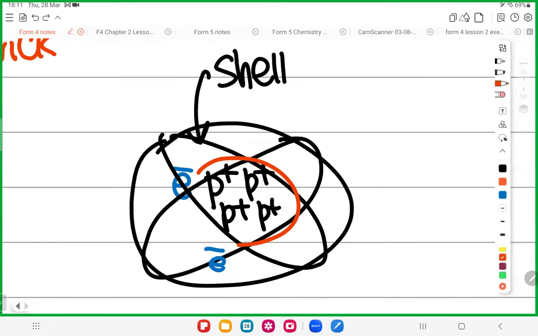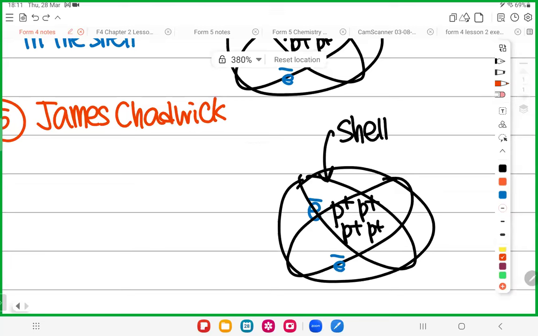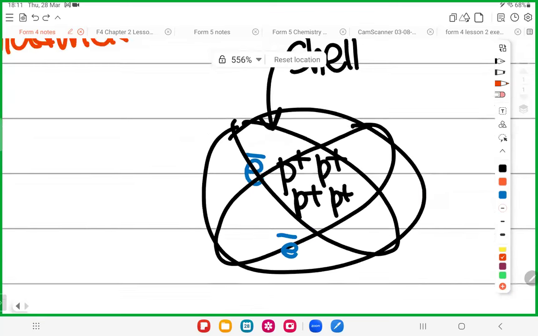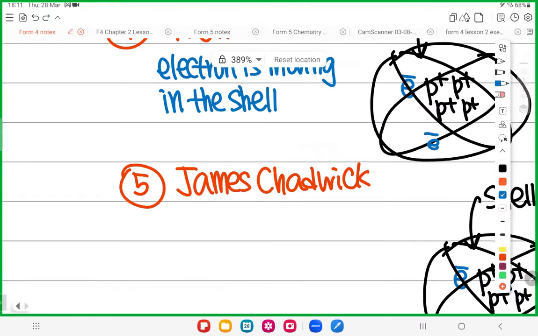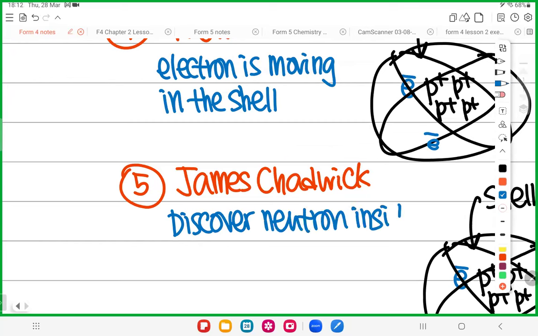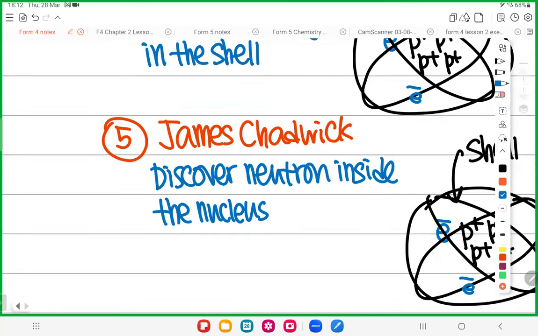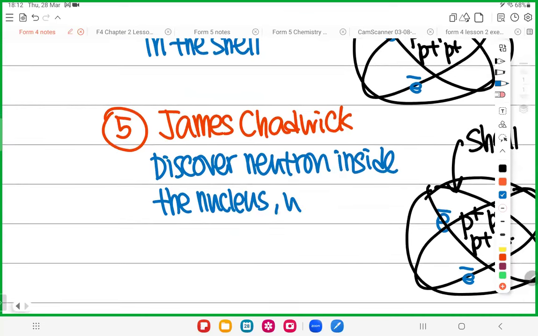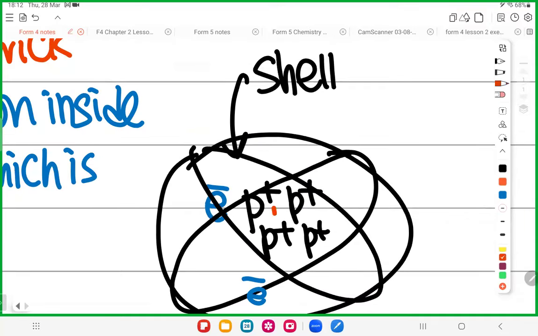Previously, we know inside the nucleus there is proton, right? James Chadwick found that inside the nucleus, in the middle of the atom, we have another fella, which is called neutron. So James Chadwick discovered neutron inside the nucleus. Now we know inside the nucleus we have neutron and proton. And neutron is neutral, so neutron doesn't have any charge.